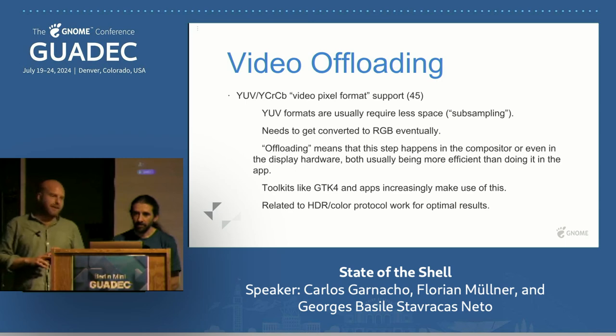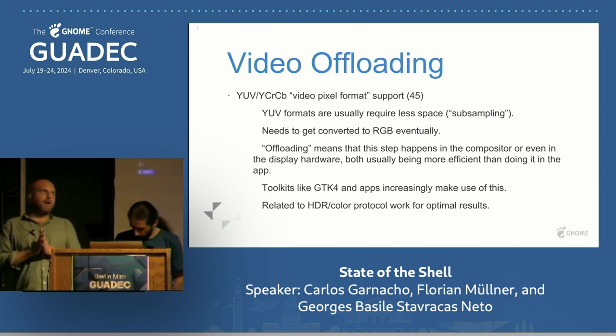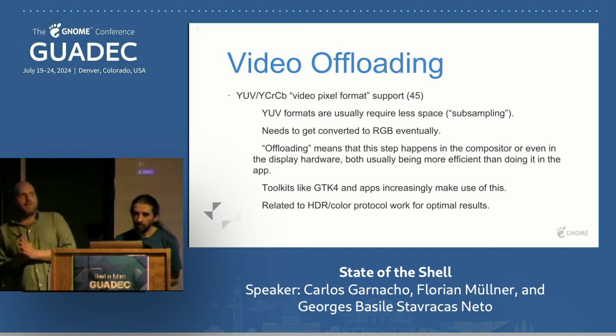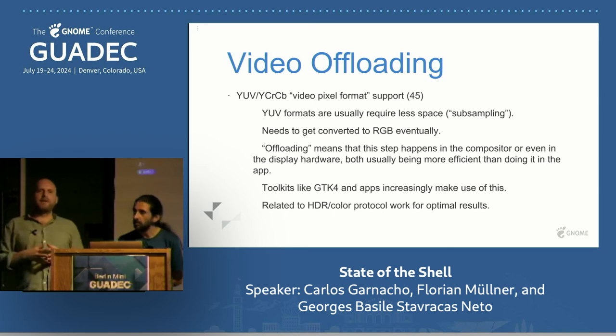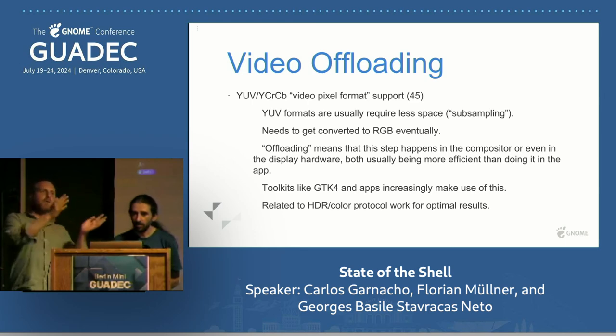Video offloading, this is now a topic that I actually worked on and can say something about. YUV or YCbCr support, this is about a pixel format. In short, it's often better to use one of these formats instead of RGB because for the content it often allows us to use less space. This is called subsampling. And normally hardware decoders, for example, or also software decoders, produce these pixel formats. But when we put the content on the screen eventually, at some point we have to convert from YUV to RGB.